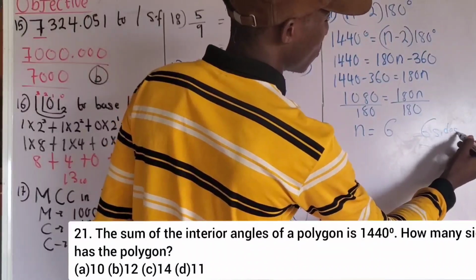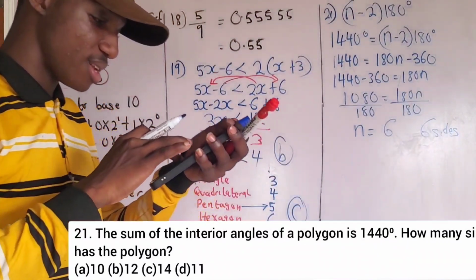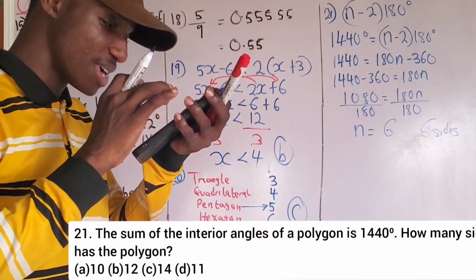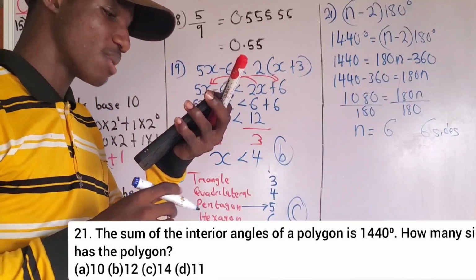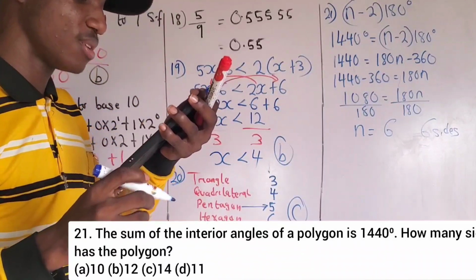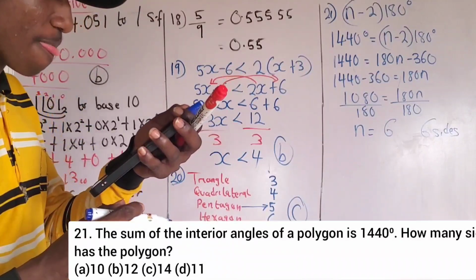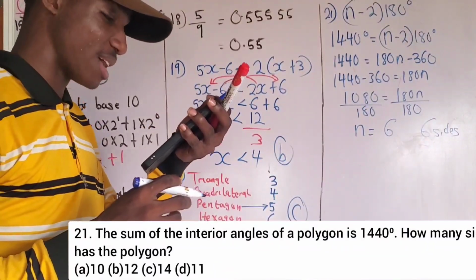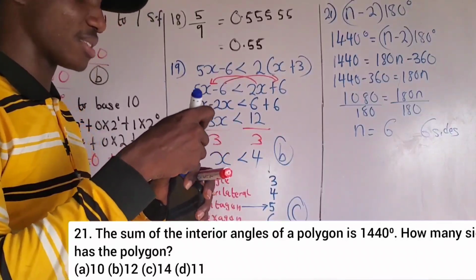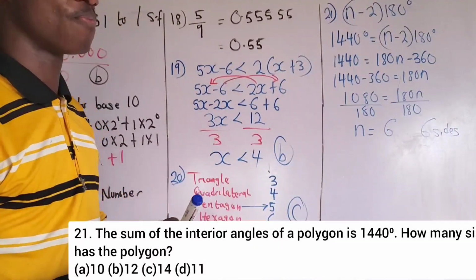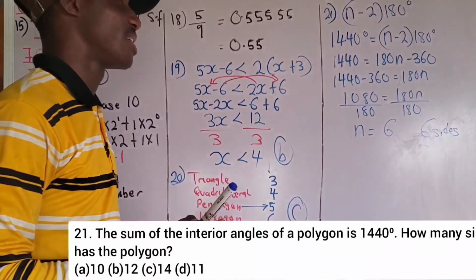Let's look at the correct options. Option A says 7. Option B says 6. Option C 5. Option D 8. So the correct option to that question is option B, which is 6 sides. If the polygon has 6 sides, and this kind of polygon is a regular polygon.